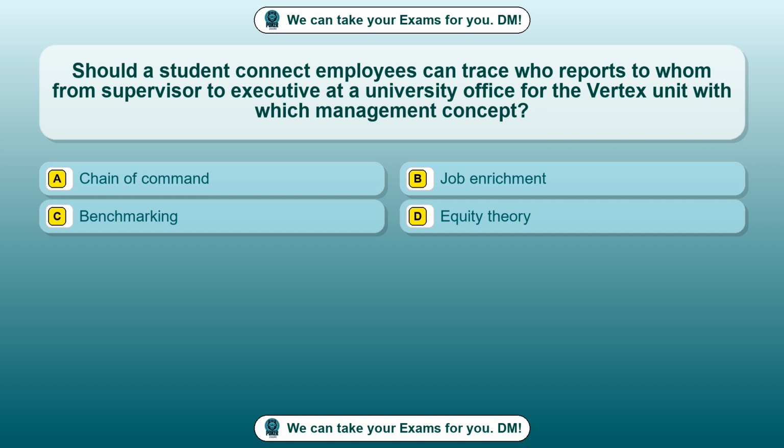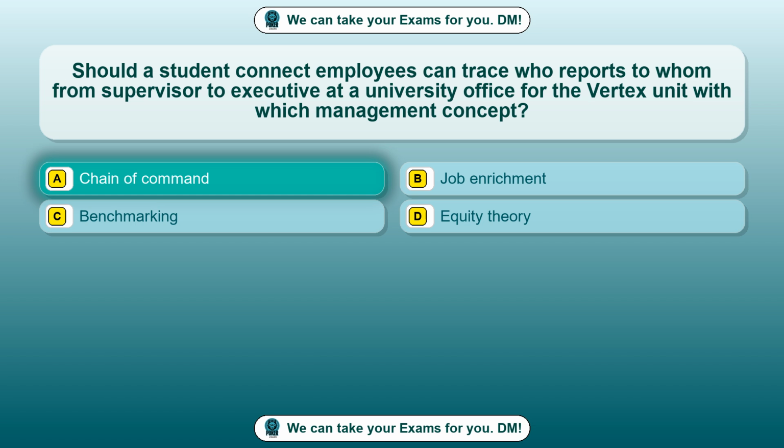Question 89. Should a student connect employees can trace who reports to whom from supervisor to executive at a university office for the Vertex unit with which management concept? Option A, chain of command. Option B, job enrichment. Option C, benchmarking. Option D, equity theory. The correct answer is option A, chain of command.